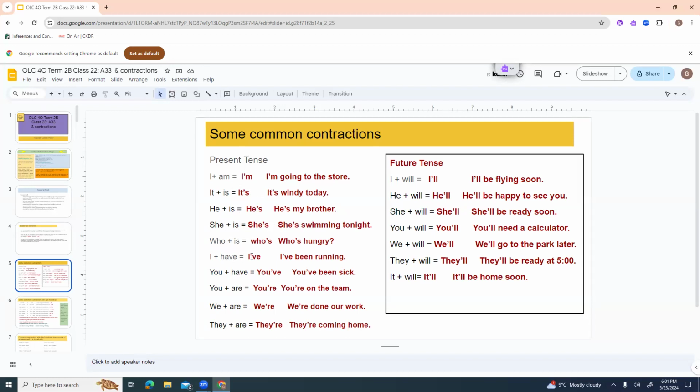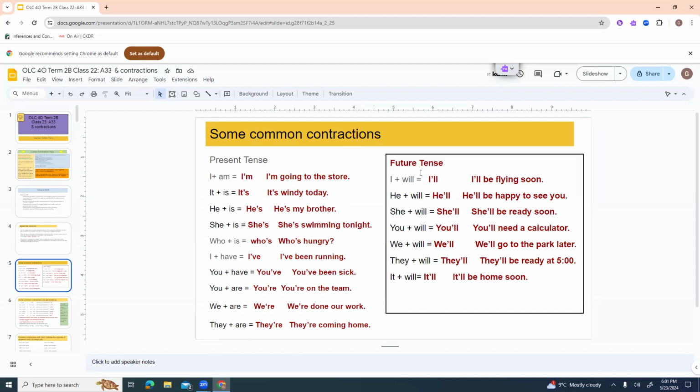I plus have, we talked about it, it's I've, like I've been running. You plus have is you've been sick. You plus are is you're on the team. We plus are is we're. This is one of the hardest ones because it looks a lot like a couple other words. We're done our work. Looks a lot like were and a little bit like where. They plus are is they're coming home.